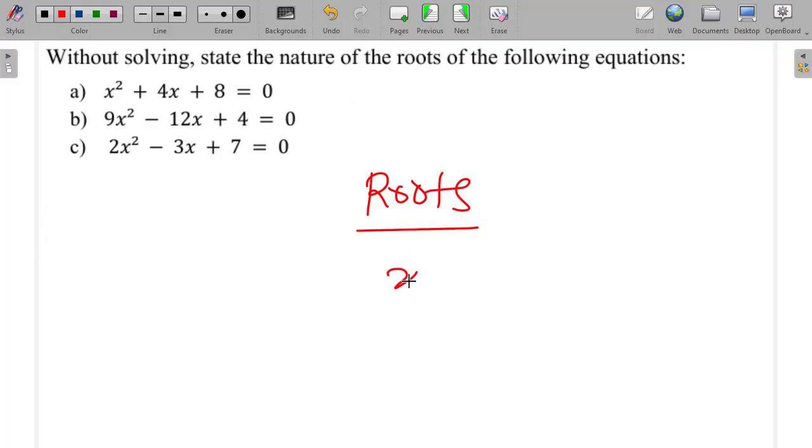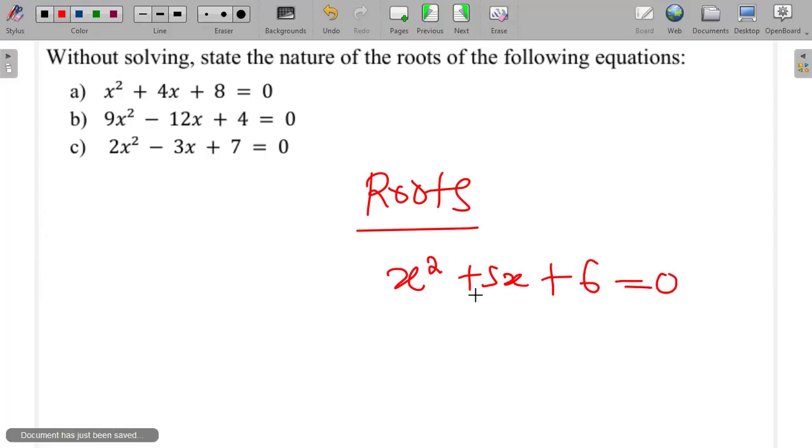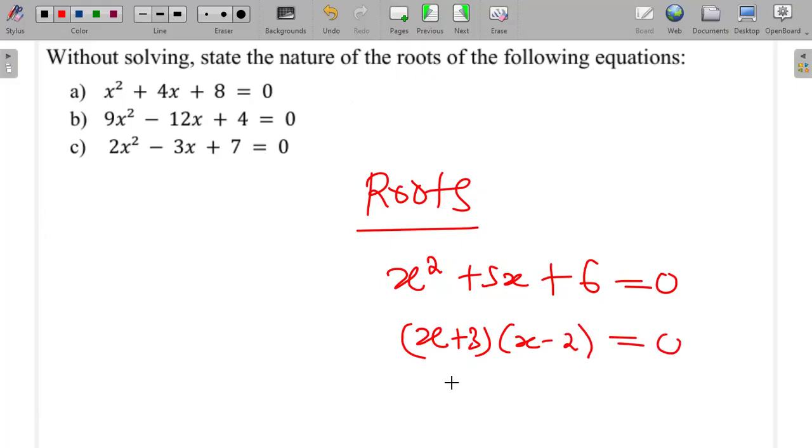equation. Let's say, for example, I have x squared plus 5x plus 6 is equals to 0. So when you solve this quadratic equation, you find that x plus 3 and then x plus 2 is equals to 0. When you equate these to zeros, you get x is equals to minus 3 or x is equals to minus 2. So these answers that we get here are what we are calling the roots of a quadratic equation.